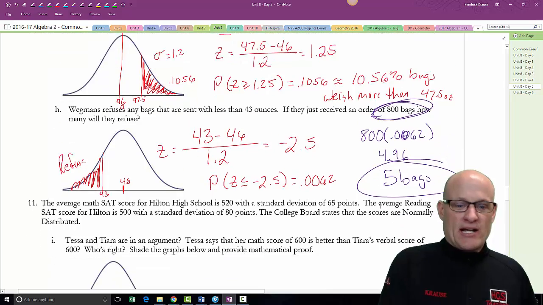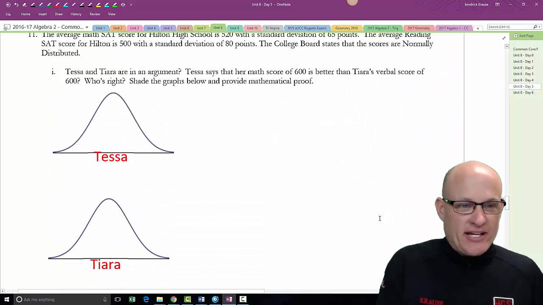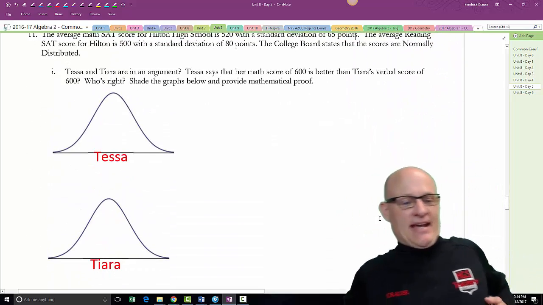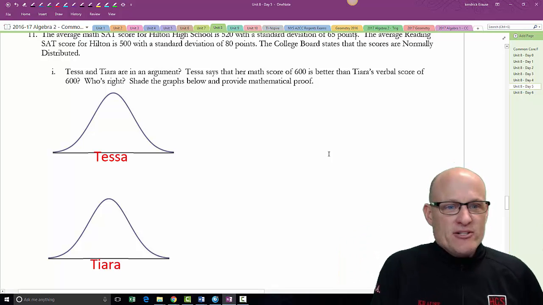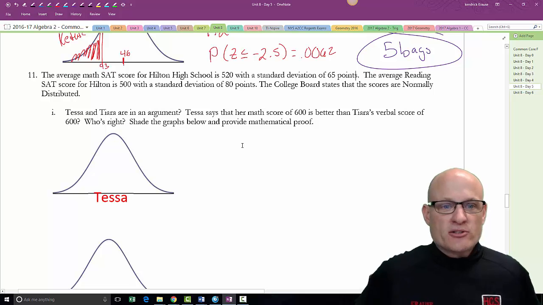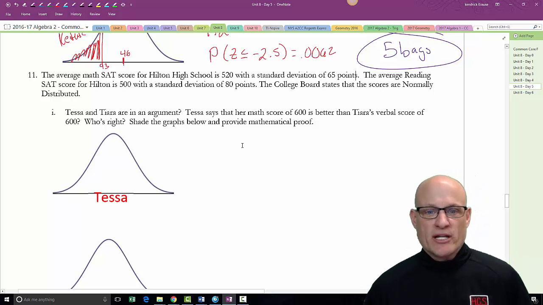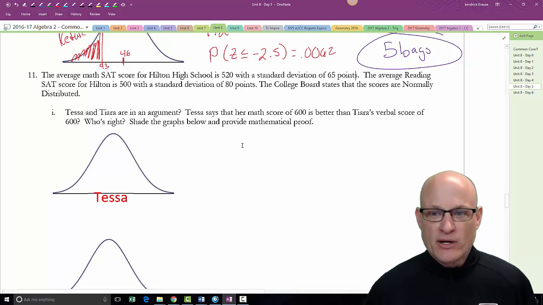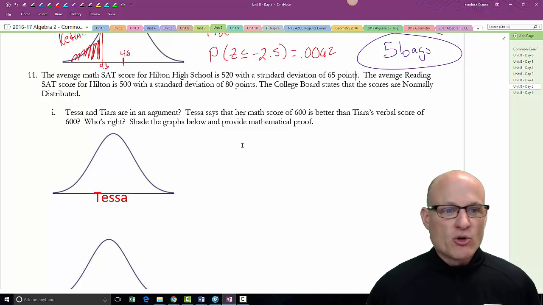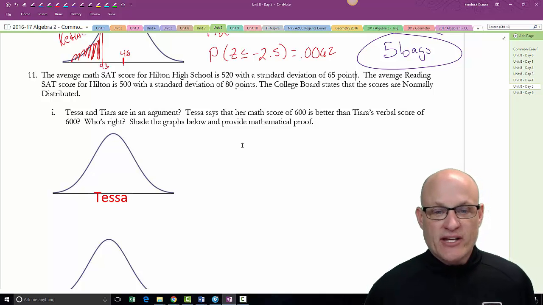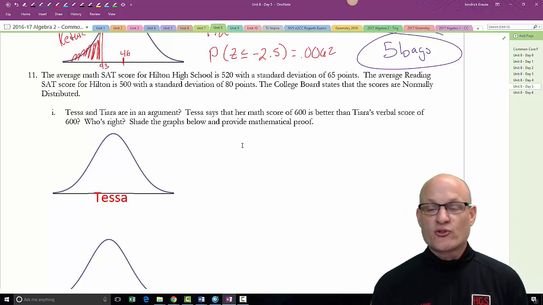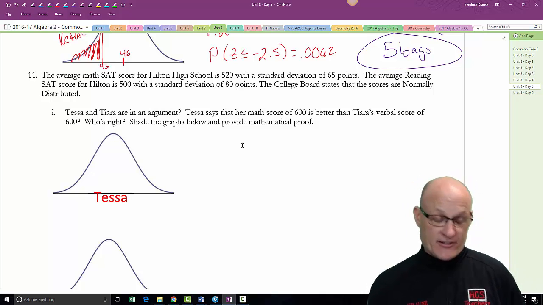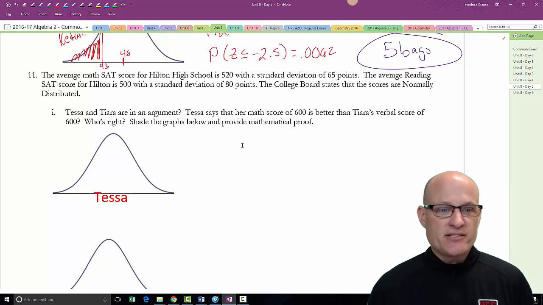All right, we got one last one. I always take the twins. Got Tessa and Tierra. So the average SAT math score for Hilton High School is 520 with a standard deviation of 65 points. The average reading score for Hilton is 500 with a standard deviation of 80 points. The College Board states that the scores are normally distributed. That's important.